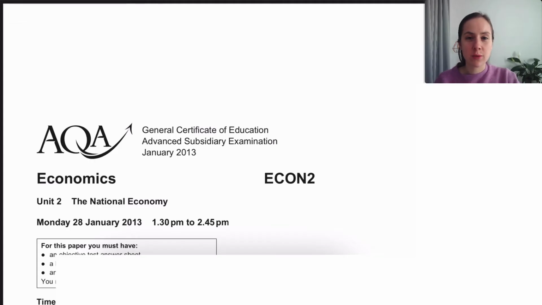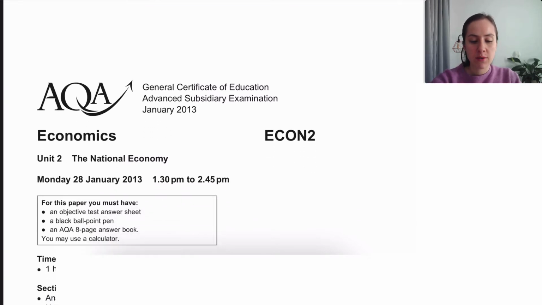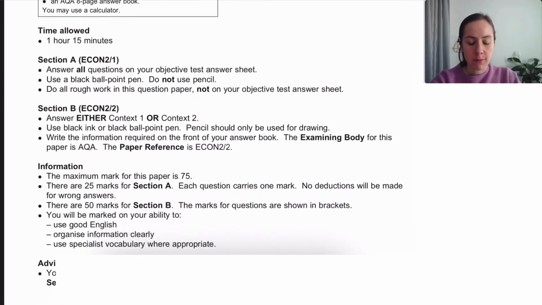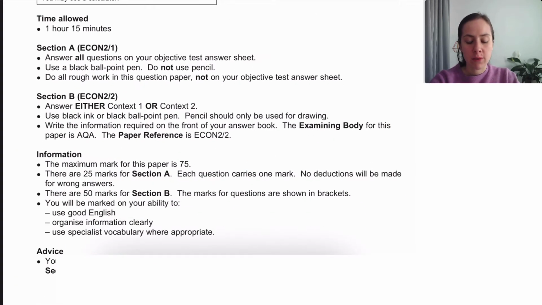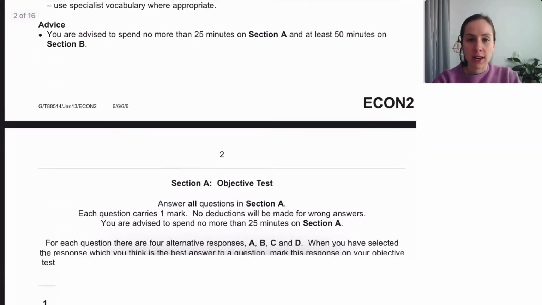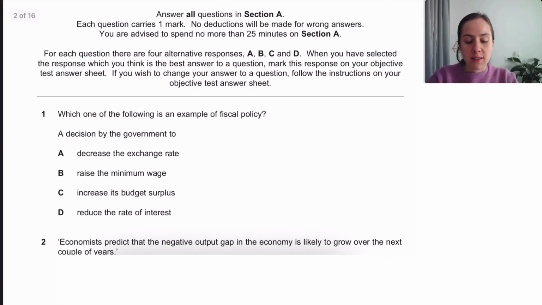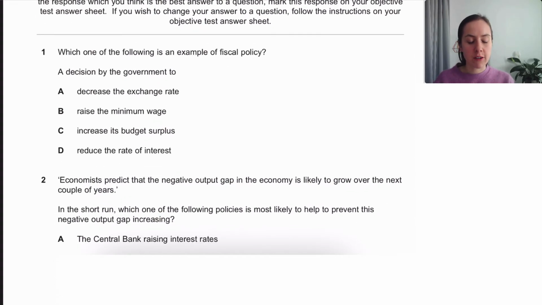Take a look at some Year 12 macro multiple choice questions. I'm taking them from some really old style AQA economics papers, but I really believe this is really useful practice for anyone from any exam boards. They're really great at catching you out, testing your theory, testing your definitions, and the content should be 95% similar. First question, an example of fiscal policy.